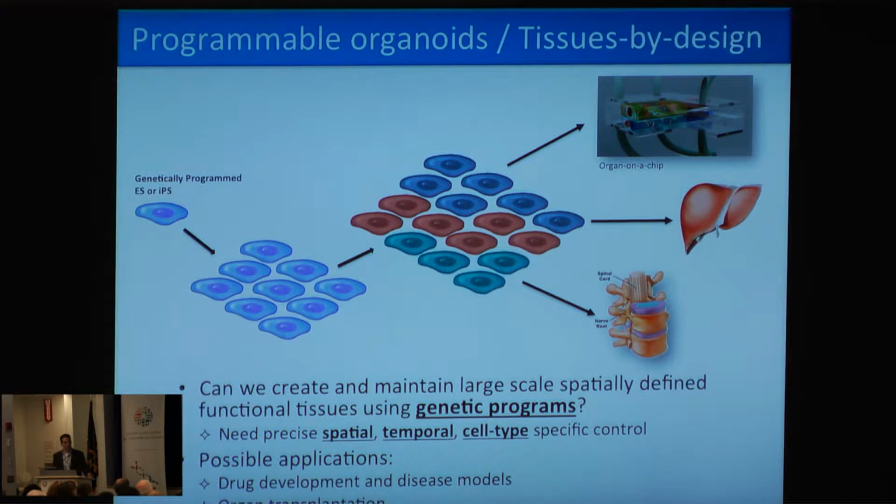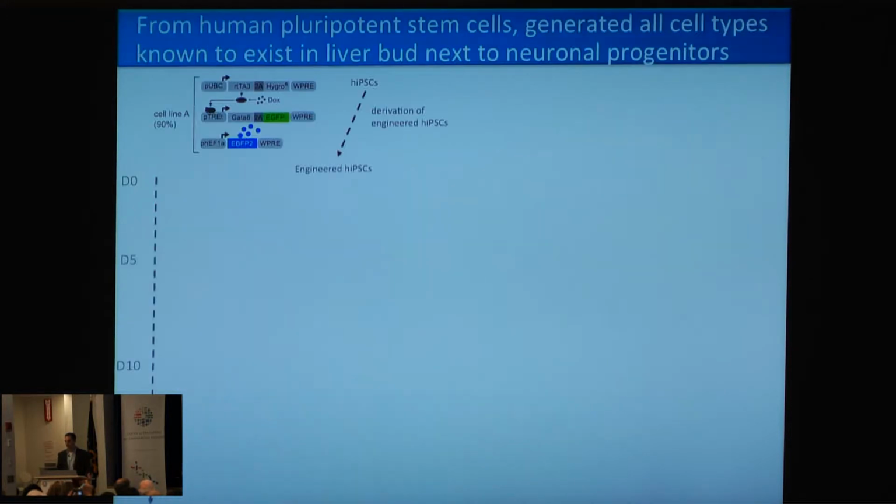Why do we want to be able to do this? Organoids are really exciting for drug development, disease modeling purposes, and also for organ transplantation. So here's a quick example. We're able to take iPS cells and genetically engineer them to make GATA6 at different levels. And so we're able to precisely choose the distribution of GATA6 in this population: low GATA6, high GATA6, and something in the middle.